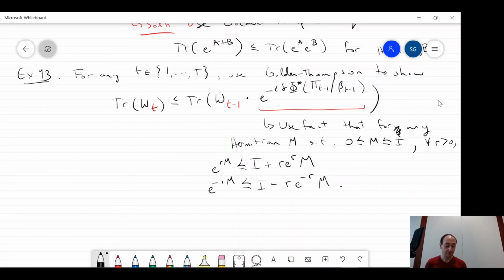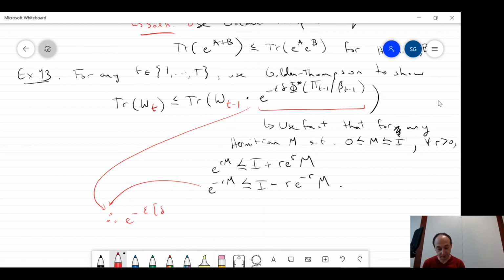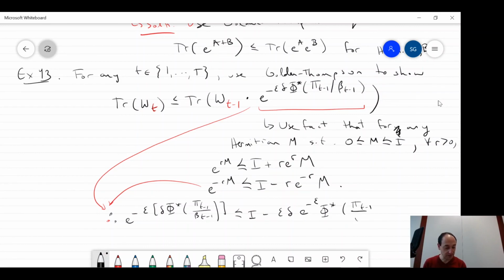So we're going to use this fact, and I suppose we want this one, right, and combining them, we immediately get that e to the minus epsilon delta phi star pi t minus 1 over beta t minus 1 is less than or equal to identity minus epsilon delta e to the minus epsilon phi star pi t minus 1 over beta t minus 1. Okay, so that's what we literally get.